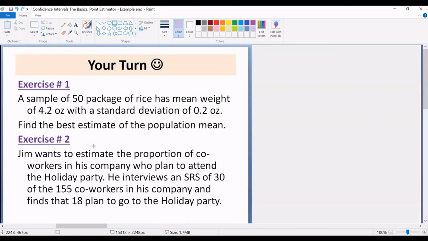Now it's your turn. Here are 2 exercises for us to do. Just recall that simple random sample can also be abbreviated as SRS. So type up the results of these questions, enter it down below, and at some point we'll go over these.